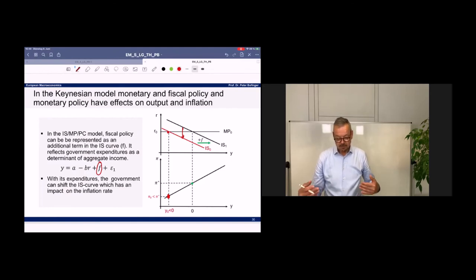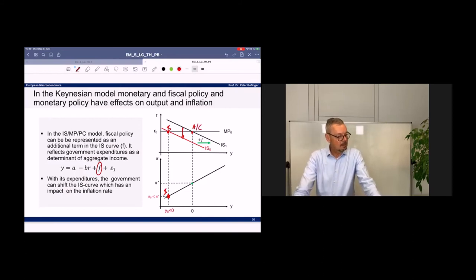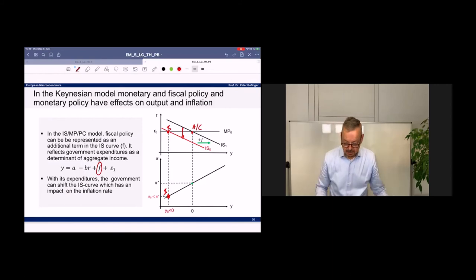But instead of the central bank reacting to the shock, fiscal policy can also react to the shock and can try to shift the IS curve back to its original position. So this is A, B, and now we shift it back. So that's A and C. In the same way as a central bank can restore equilibrium, of course, fiscal policy can also restore equilibrium. The question is now, who is in charge when we have shocks?